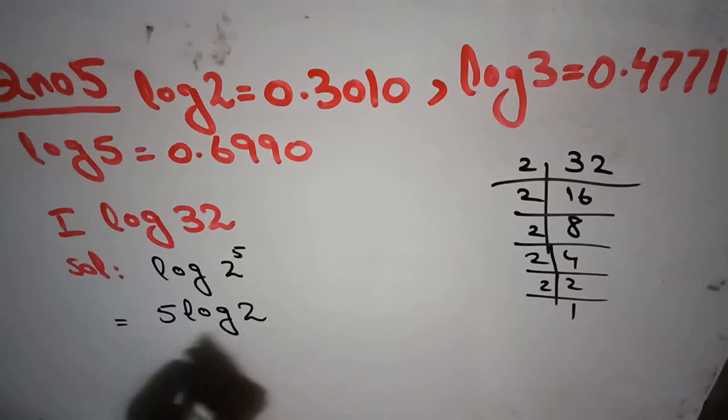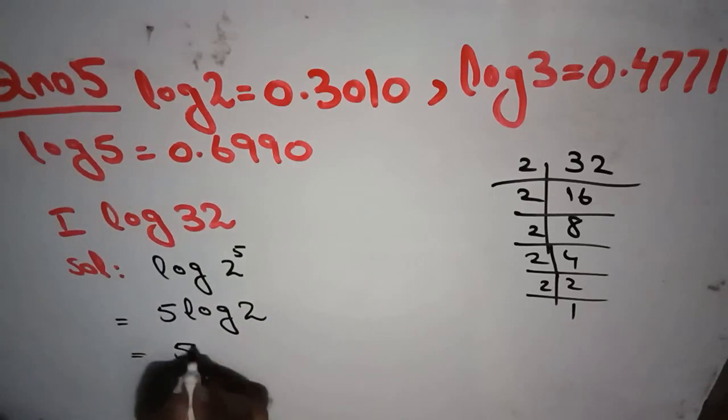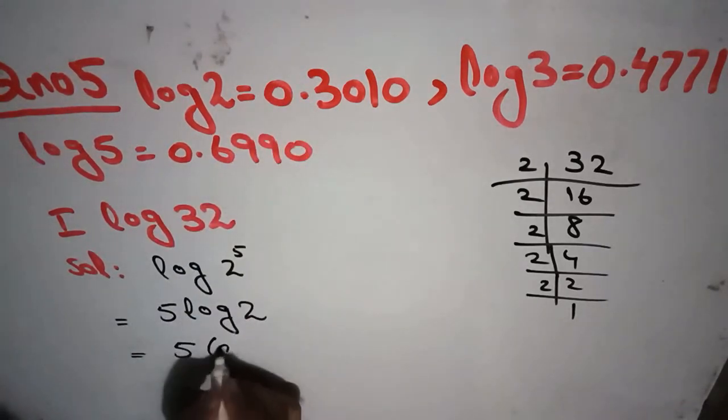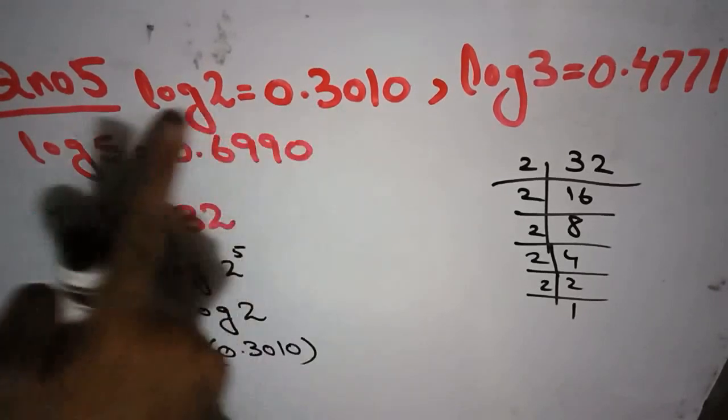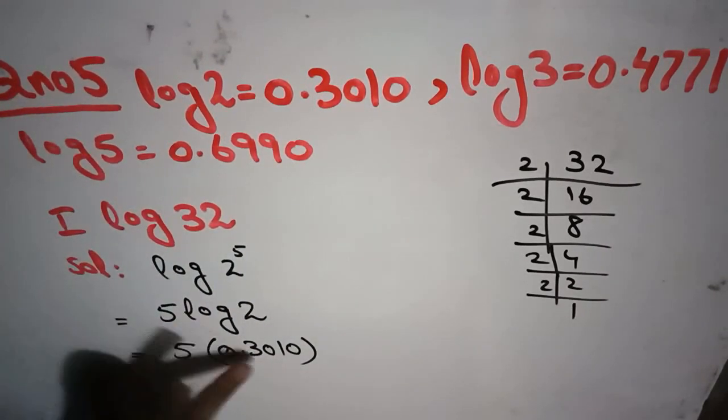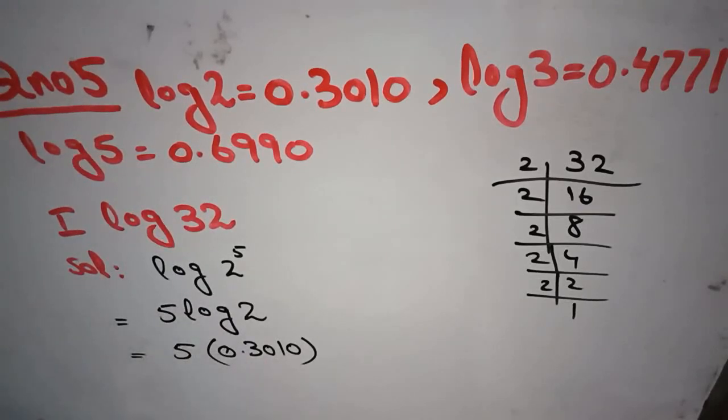So you can easily find the value by putting 0.3010, because it is the value of log 2, and you will place this value in the place of log 2. Okay, and the answer that you will get here, by multiplying with a calculator, is 1.5050. So it is the answer of log 32.